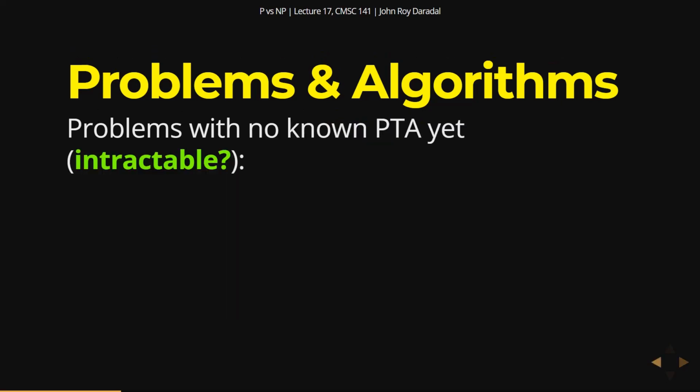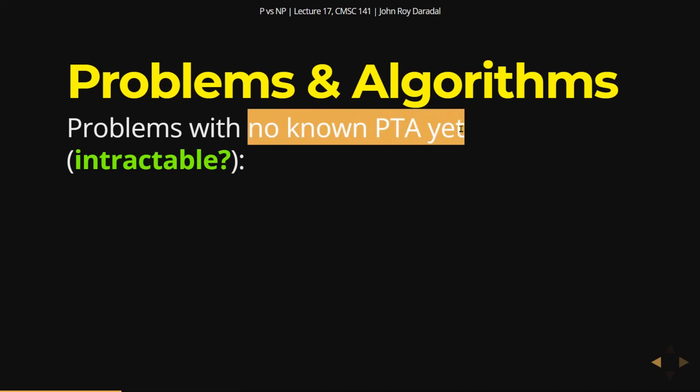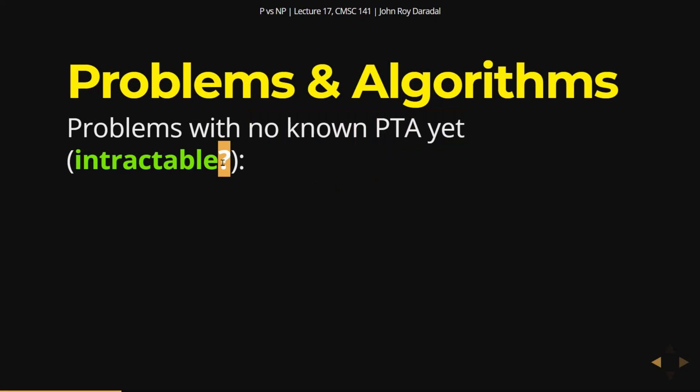Okay. Now, how about problems with no known polynomial time algorithm yet? We're calling them intractable with a question mark because it's still undecided for now, right? Because so far, we don't know if there is a polynomial time algorithm that exists. It could be that it really does not exist, or it could also be that it just hasn't been discovered yet. So we're calling it intractable with a question mark.